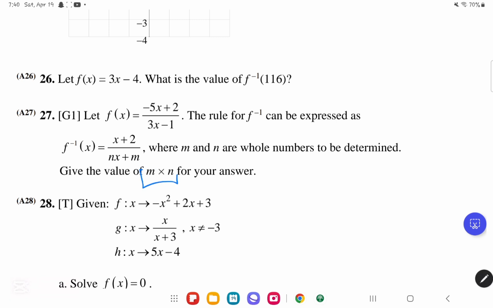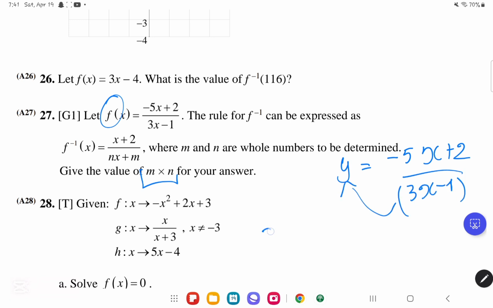So there's actually 2 ways to do this. The first way is to take f(x) as y, so y is equal to (minus 5x plus 2) over (3x minus 1). Then you multiply this over here, so it becomes 3xy minus y is equal to minus 5x plus 2.